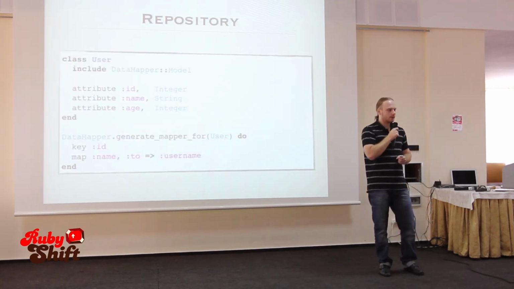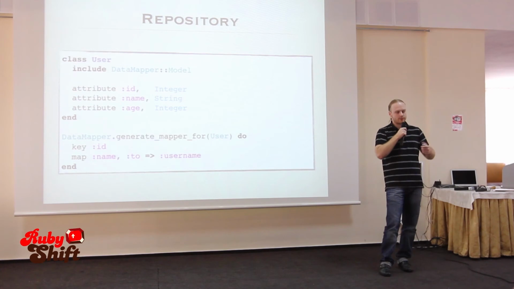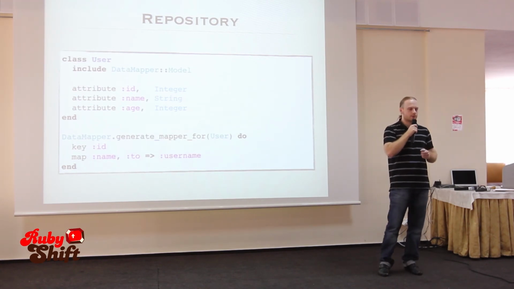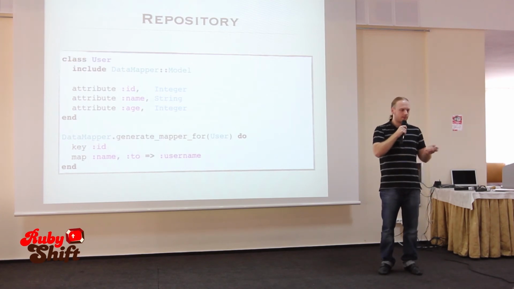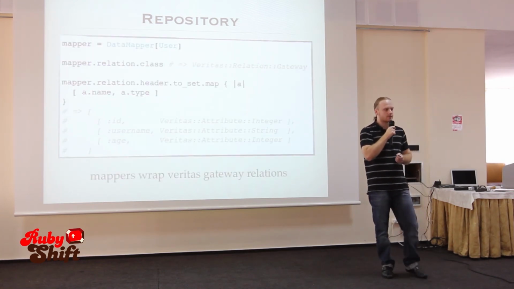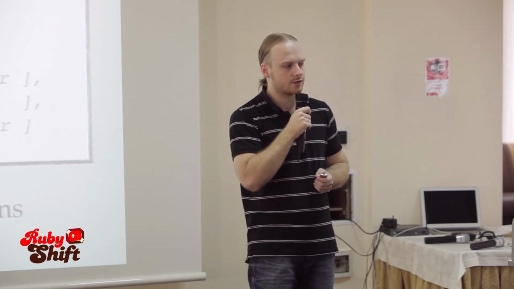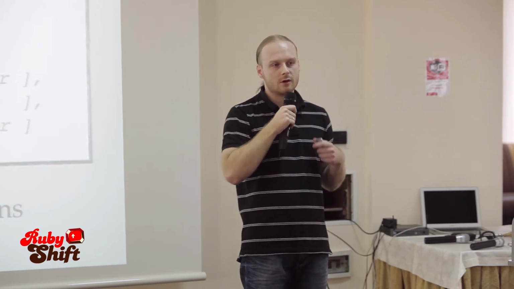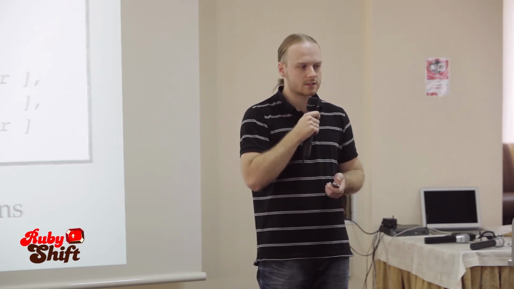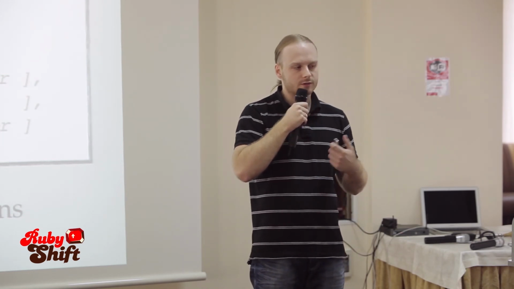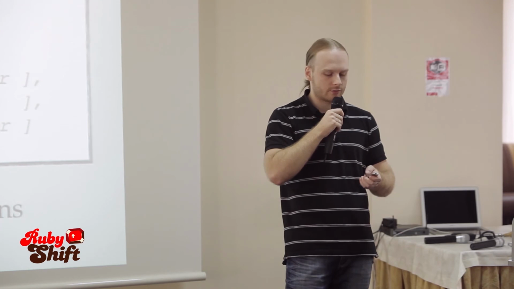So I said that you can perform operations in memory. So how do you do that? Here's the user that you're familiar with. We create the mapper for this model. And when you take a look at the mapper, you will see that it has a relation. And this relation is just a Veritas gateway relation. And a gateway relation is just a relation that knows how to talk to a database. And that's it. So it's a special type of relation.